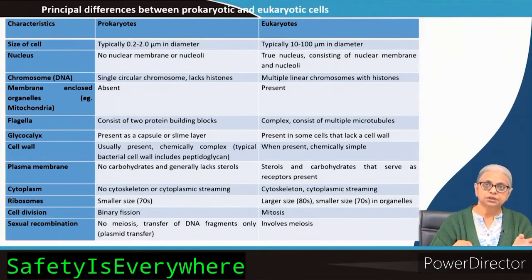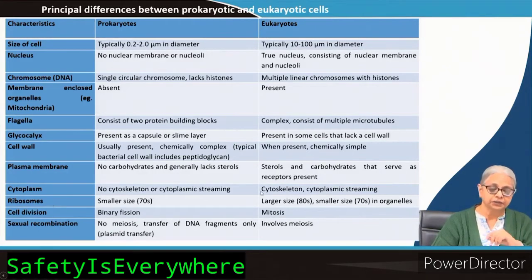It has never been observed in prokaryotic cells, perhaps because of the rigidity of the cell wall. Then we come to ribosomes. The ribosomes in prokaryotes have a smaller size, and 70S and 80S is based on what is called the sedimentation rate. So the smaller size of the ribosomes is another defining characteristic, and eukaryotic cells have larger sizes.